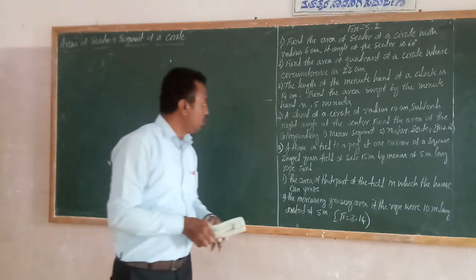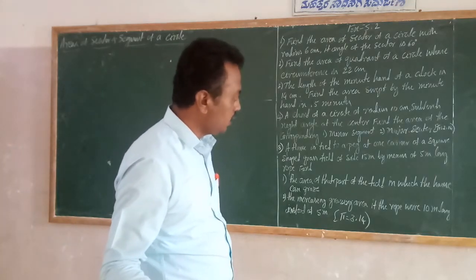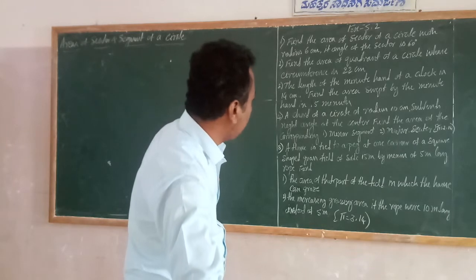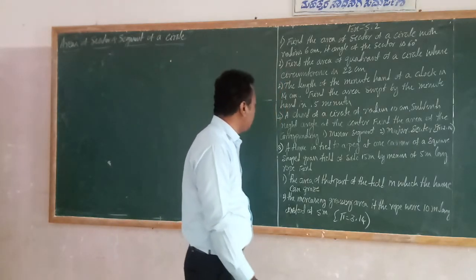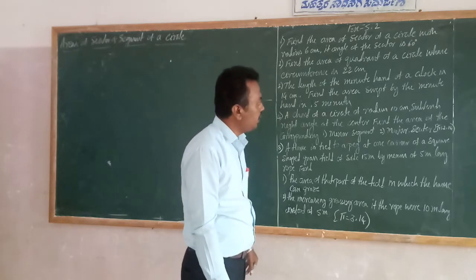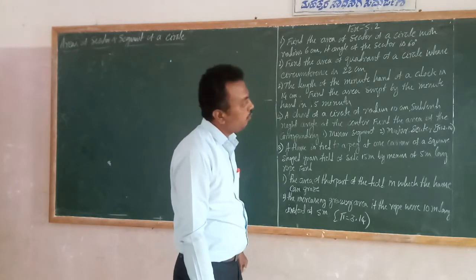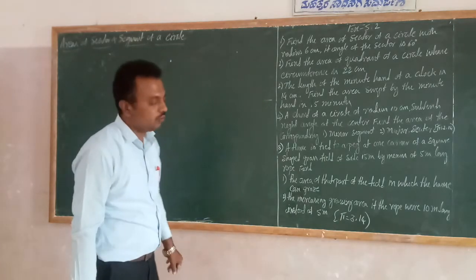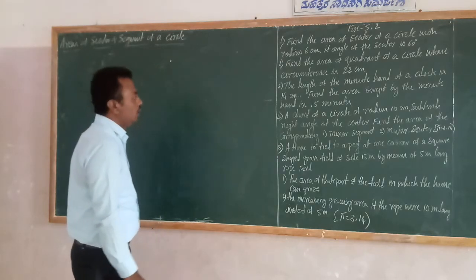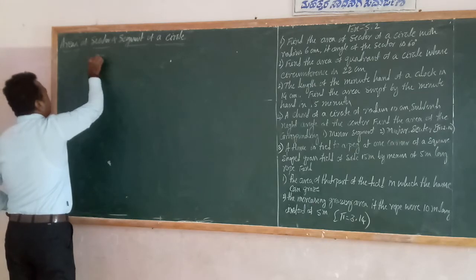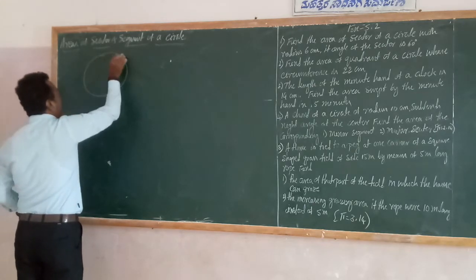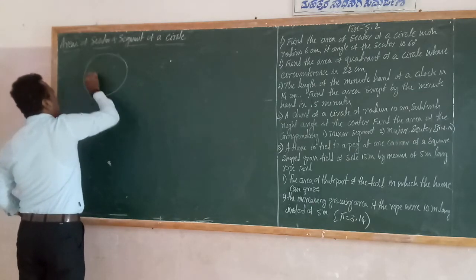A chord of a circle of radius 10 centimeter subtends a right angle at the center. Find the area of the corresponding minor segment and the major sector. Pi is equal to 3.14; we should use the pi value 3.14. Okay students, first I will draw the diagram. This is a circle.